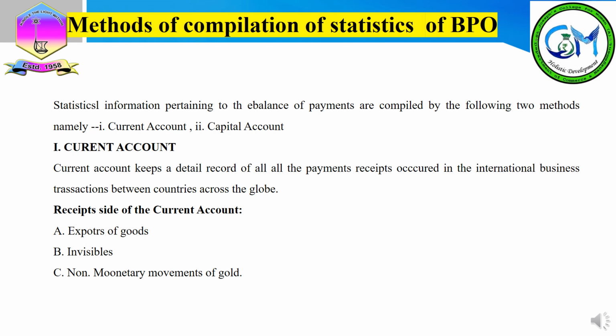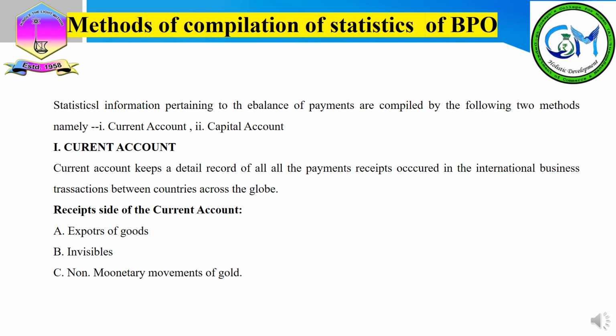So, methods of compilation of the statistics of balance of payments. The statistical information pertaining to the balance of payments follows two methods, current account and capital account. So let us see what we mean by current account. The current account keeps a detailed record of all the receipts and payments occurring in the international business transactions between the countries across the globe. So it contains the following important items.